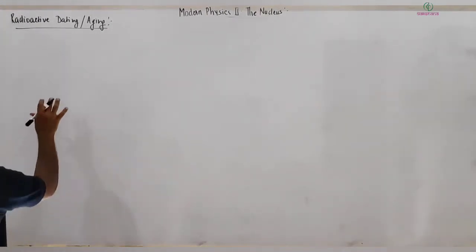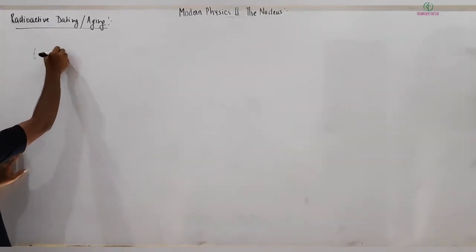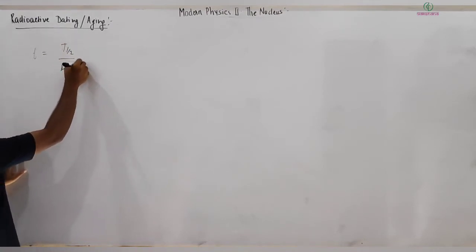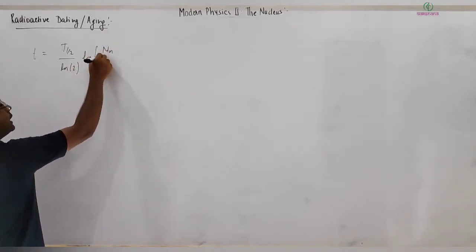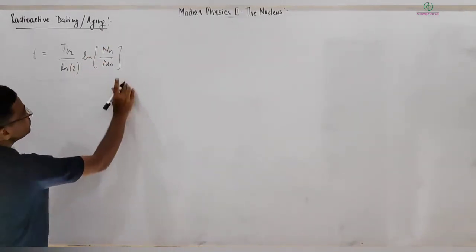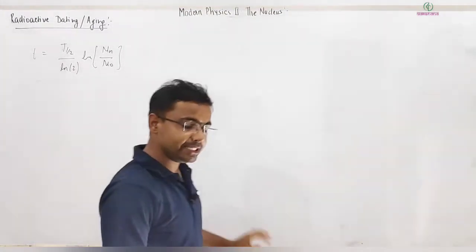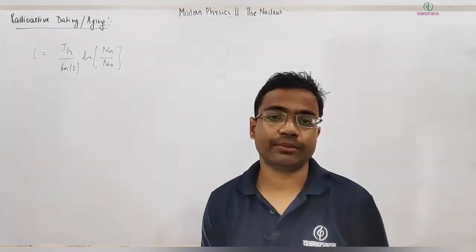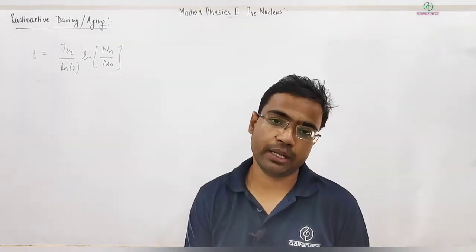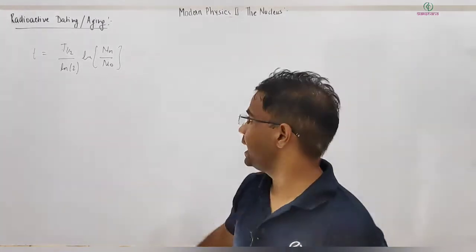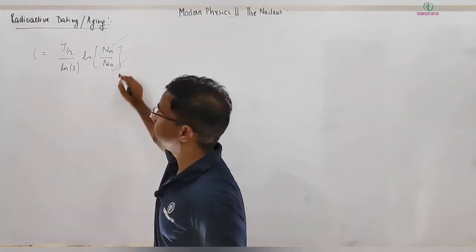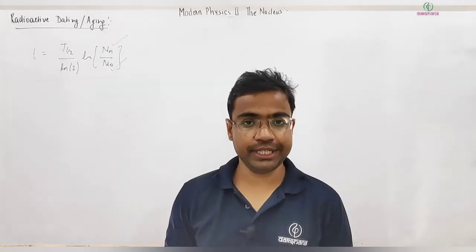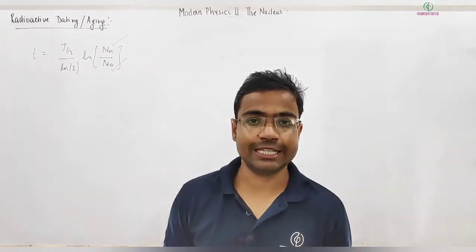Okay, before that I need to mention one more point here. We got T = (T half / ln 2) × ln(N/N naught). The point is that sometimes it is actually difficult to calculate the actual number of carbon-14 atoms present in some sample. So instead of going for the actual calculation of the number of carbon-14 elements, we can go with the activity of carbon-14 present in the sample.